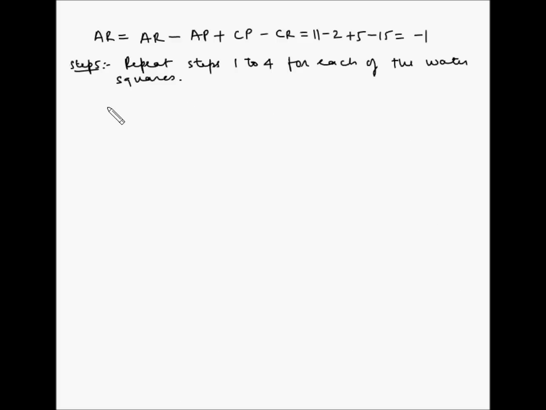So for the water square AS, we have net cost change as AS minus CS plus CP minus AP, which is equal to 7 minus 9 plus 5 minus 2, which is equal to plus 1. Similarly, if you repeat these steps for all the other water squares, you'll find the following net cost change.